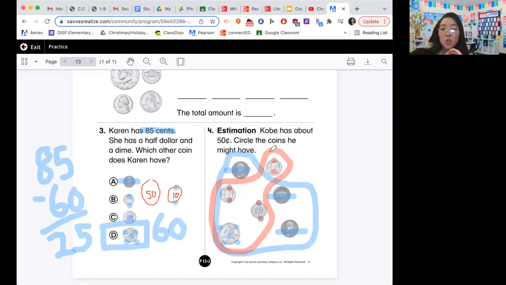You couldn't have just circled the 3 dimes and the 3 pennies because that would be too little. The estimation would be closer if you did the blue one. That would be the closest to 50 cents. But the next closest would be the quarter and the 3 dimes.